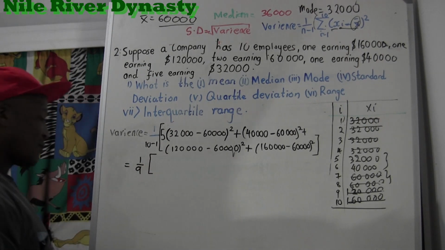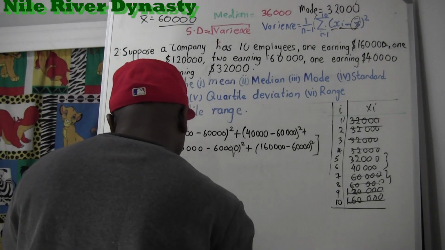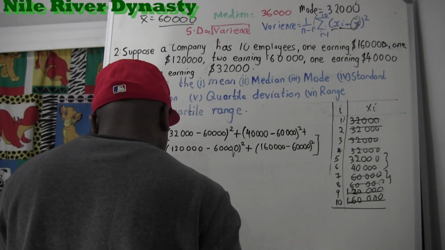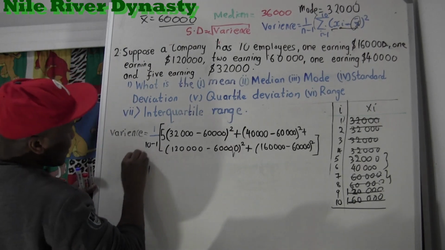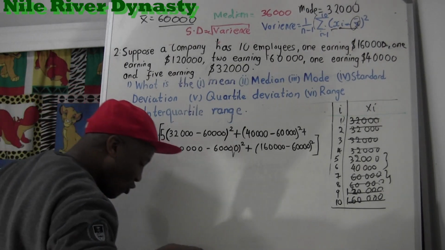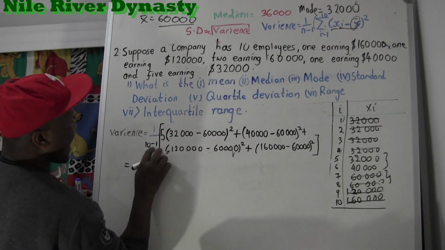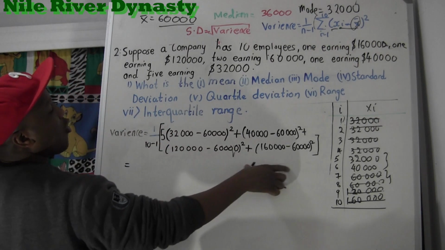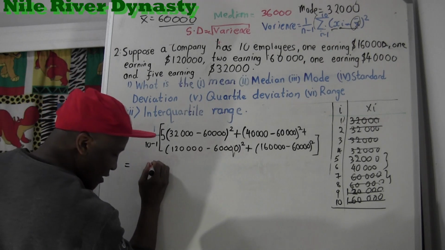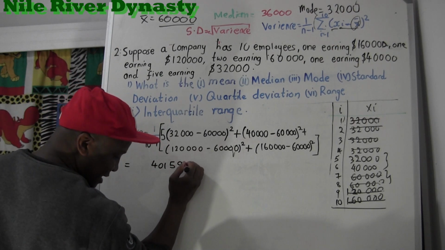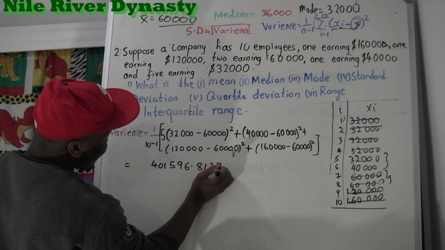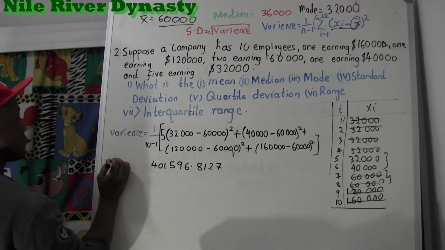If you plug this in the calculator, it's going to give us, okay, take everything, plug all of this, divide everything, take these all, put in the calculator, divide, you're going to get 41,596.8127. So this is going to be our variance.